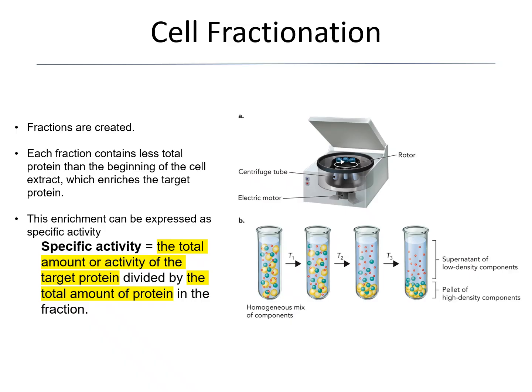So that's called specific activity. So during the centrifugation, you increase the speed to obtain a certain fraction of the cell. Okay, so we call it cell fractionation, and then you increase the speed every time you try to spin down to separate the protein sample.